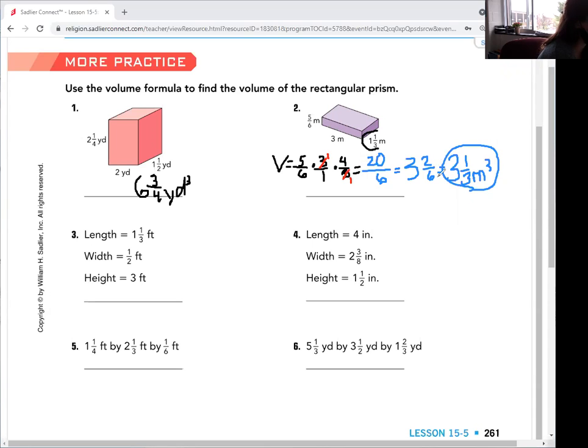Does that make sense? Yes. Okay. Let's set up 3 and 4.